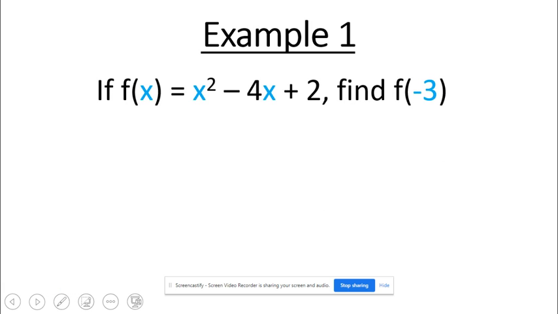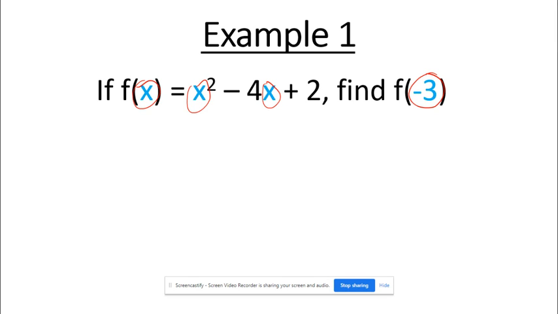So we're going to jump right in and look at an example. Remember that f of x is the same thing as y. It means the same thing as y equals. So if f of x equals x squared minus 4x plus 2, find f of negative 3. Since it's f of x and we have f of negative 3, that's saying take negative 3 and put it in for x everywhere that you see an x.